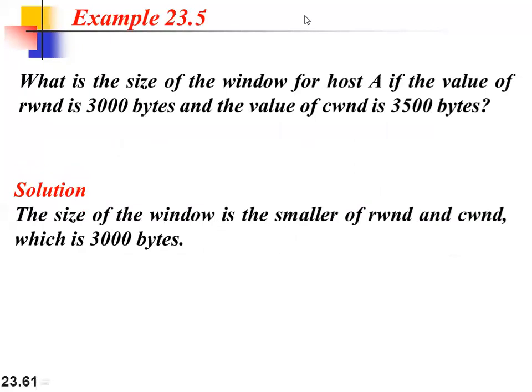Next, what is the size of the window for host A if the value of the receiver window is 3000 bytes and the value of the congestion window is 3500 bytes? The receiver can store 3000 bytes and the network can transmit 3500 bytes simultaneously. So what will be the size of the sender's window? It should be equal to the minimum of the receiver's window and the congestion window, that is the minimum of 3000 bytes and 3500 bytes, which is 3000 bytes.